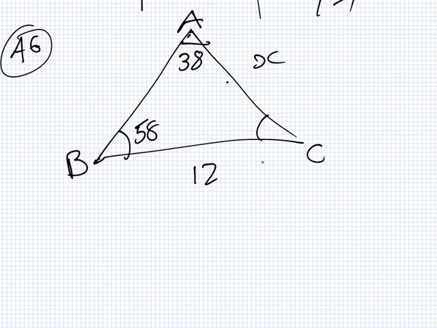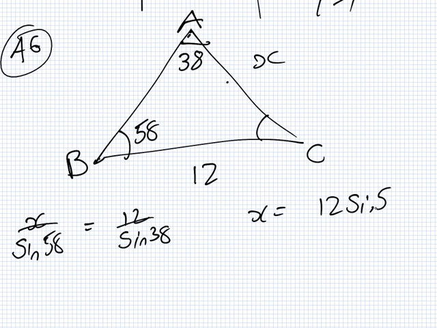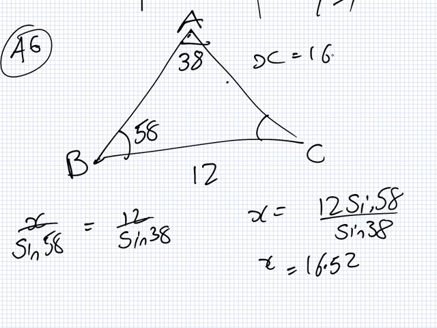Yeah, okay. Sine rule? x over sine 58 equals 12 over sine 38. So then x equals 12 sine 58 over sine 38. 16.52, thank you. And then we have this side. 16 point, no, not this. I got 40.2. Are you in radian mode? Are you in radian mode? No. Are you sure? I am in radian. And you should be in degrees.